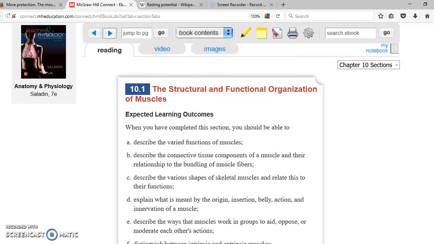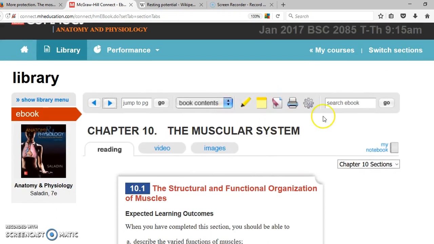Okay, let's get started with this new chapter. This is the muscular system, as you can see here, chapter 10. So let's see what we have right here.